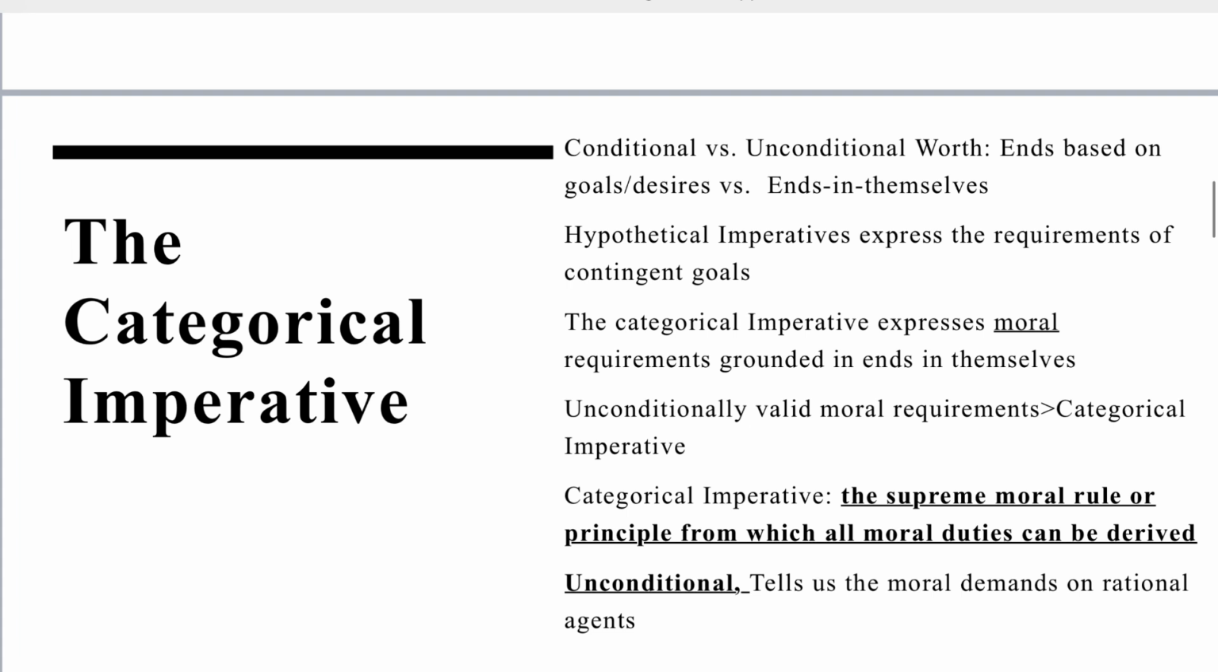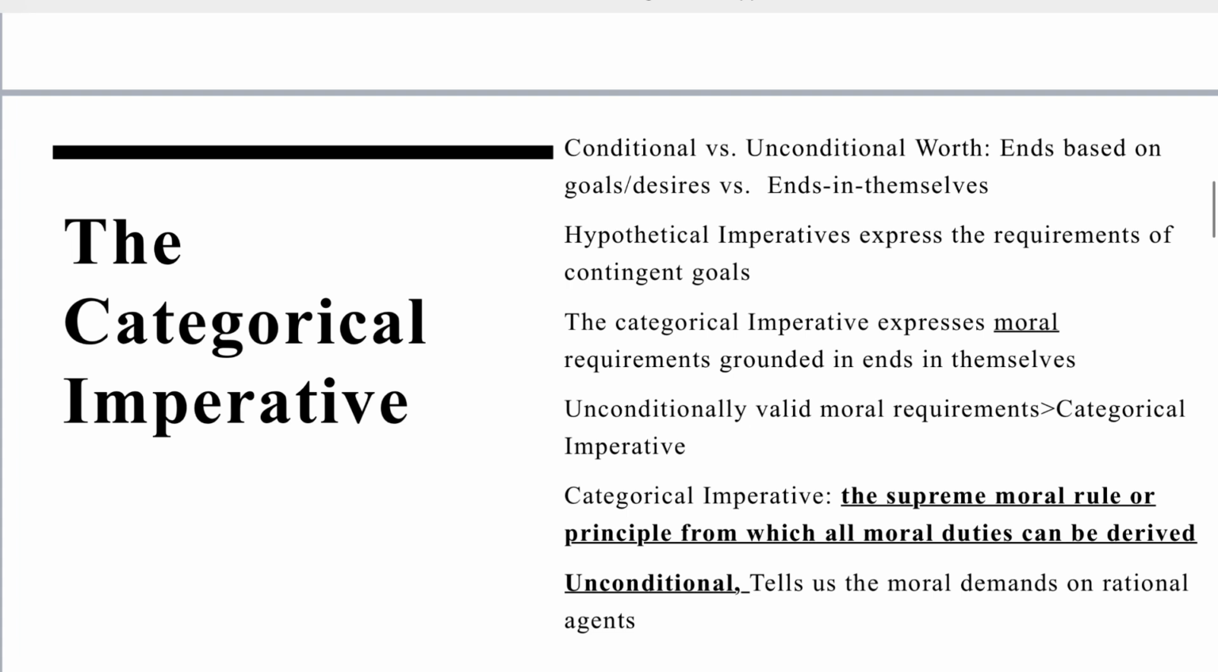So Kant thinks the supreme, ultimate principle of morality would be the categorical imperative. Firstly, we'll explain conditional versus unconditional worth, to understand and make sense of this categorical imperative. Kant distinguishes between two kinds of ends: those achieved through action and an end in itself.